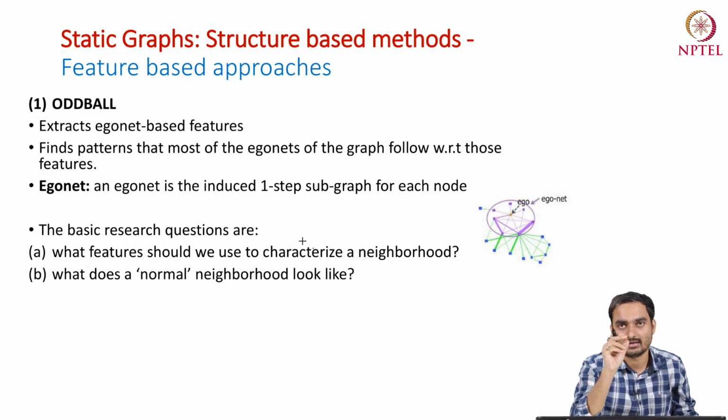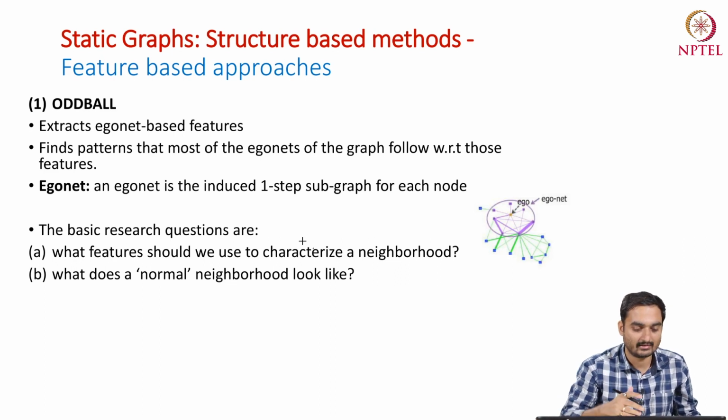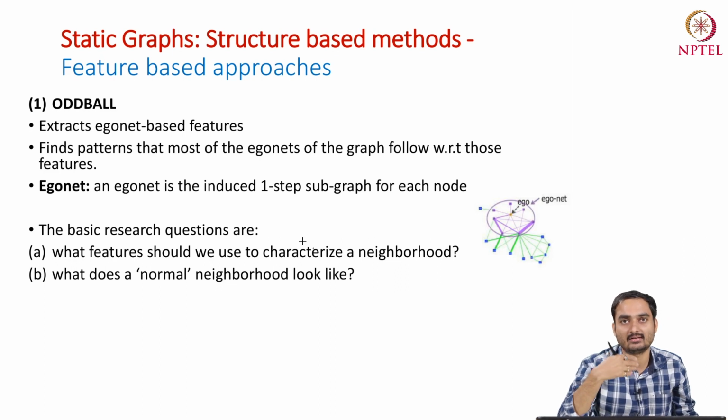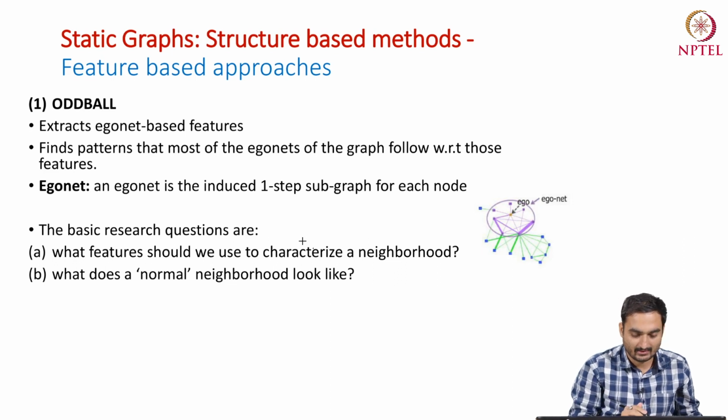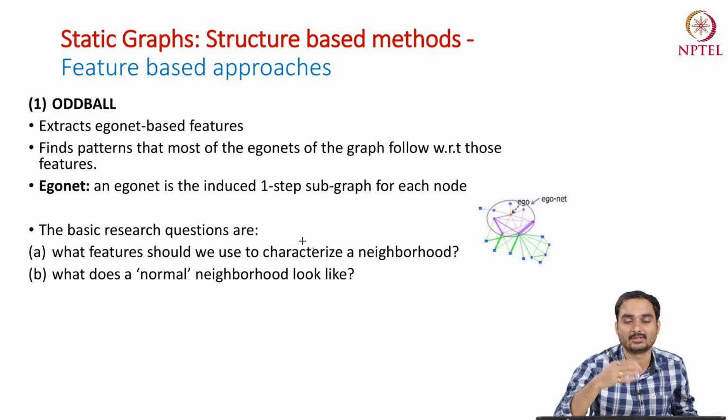It takes a node and its corresponding egonet, and the egonet constitutes the ego and only the one-hop neighbors and the induced subgraph out of all these nodes, and then it extracts different measures of the egonet. We will discuss what kind of measures they generally use, and then it tries to look at the relations between these attributes of egonets.